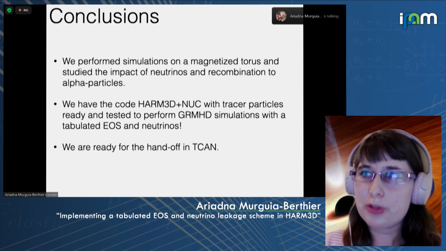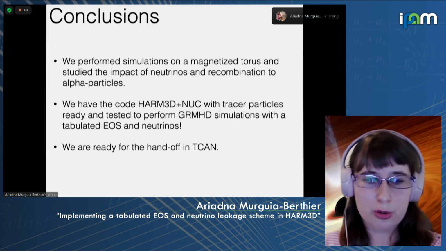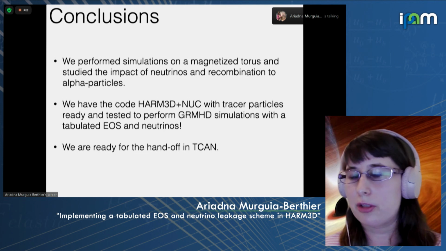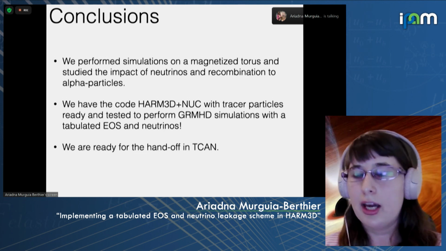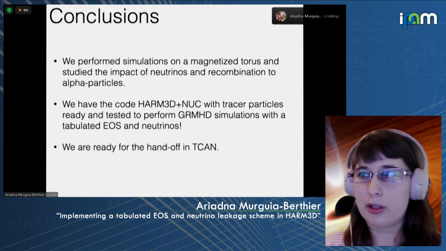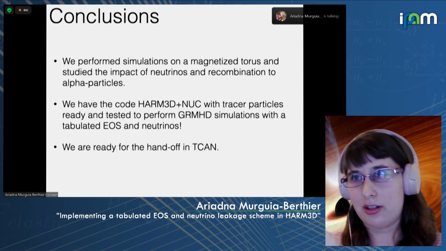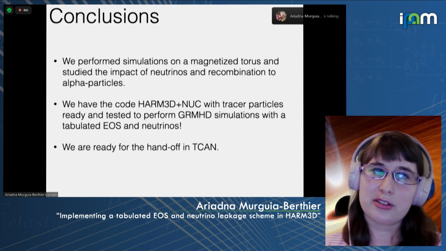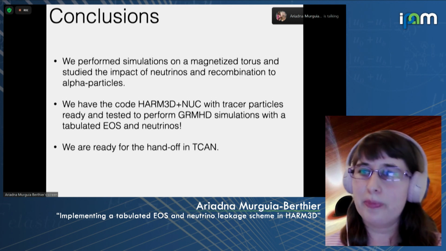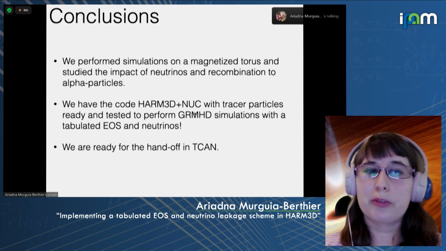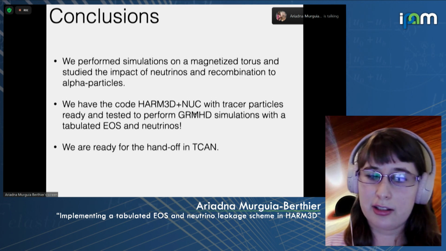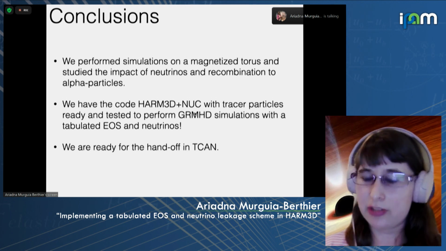As conclusions, we performed simulations on a magnetized torus and studied the impact of neutrinos and recombination to alpha particles. This is with the new code that we called HARM3D plus nuke, which is just HARM3D, but with tabulated equations of state and a neutrino leakage scheme. So we're ready to perform these types of simulations with the TCAN, and we're ready for the handoff, and we're actually doing that right now.